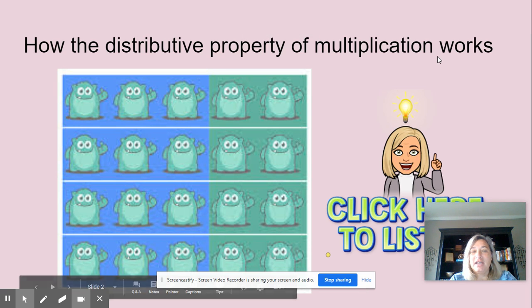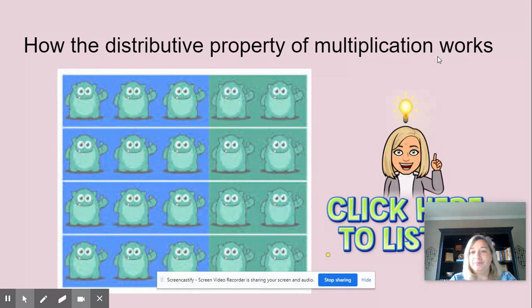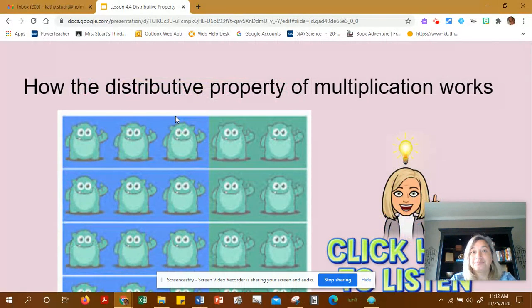Hello, boys and girls. Today we are going to talk about the distributive property of multiplication. As you're looking at this array, you can see that we have a pretty large array. And sometimes doing an array or a math fact this large is a lot to handle. So one thing that we can do is use the distributive property and break apart this array into two smaller arrays to help us understand the math fact and solve it.